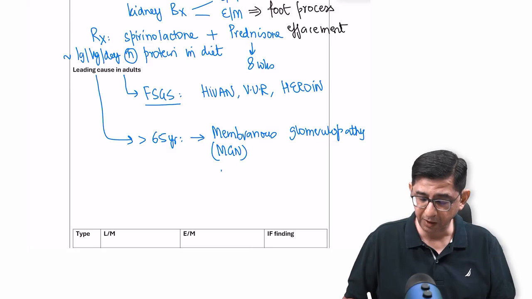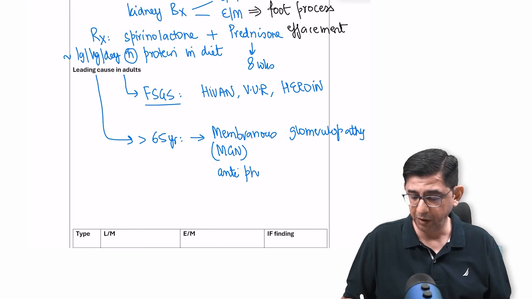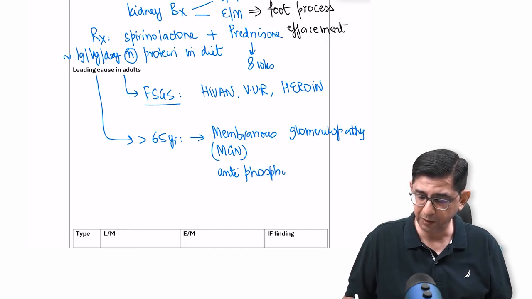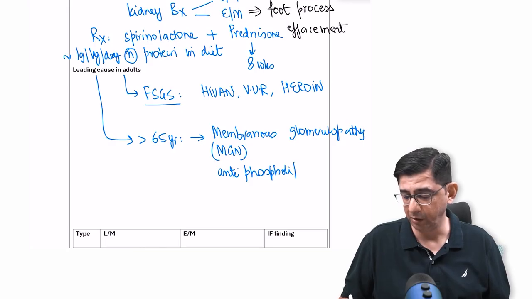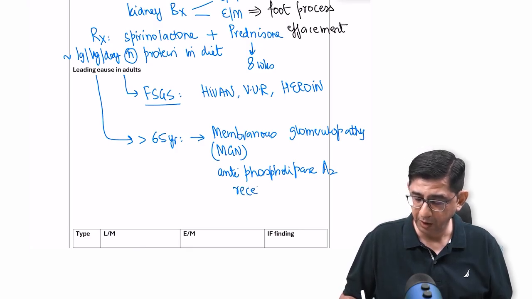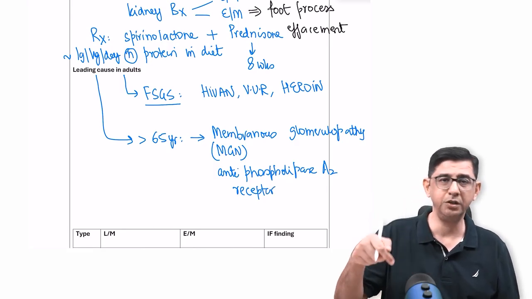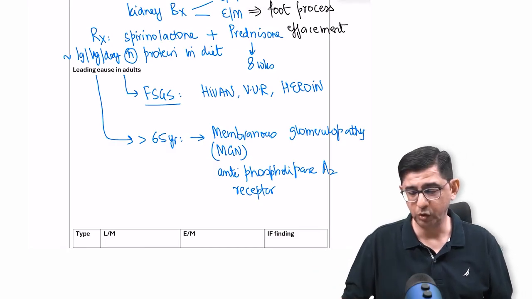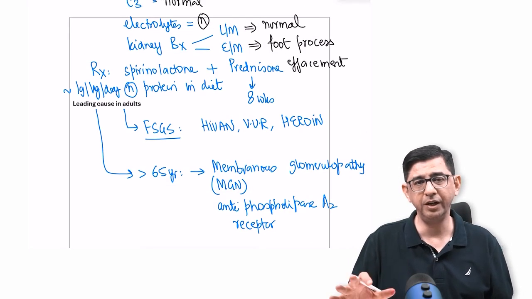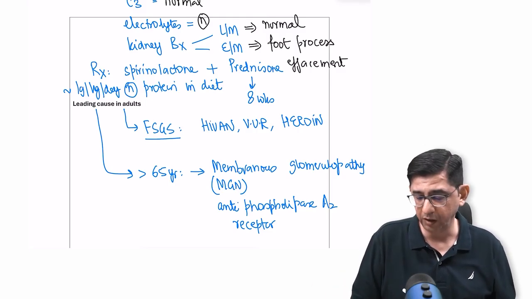This MGN is primarily because of an antibody. The primary variety is because of an antibody by the name of anti-phospholipase A2 receptor antibody. It's an antibody against a receptor actually. At this junction, I just want to recap what I've said for minimal change disease: idiopathic, Hodgkin's lymphoma, NSAIDs. With respect to Finnish variety, it was genetic reasons. With respect to focal segmental, HIV-associated nephropathy, VUR, and heroin.